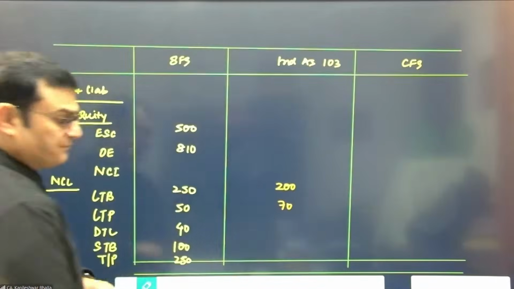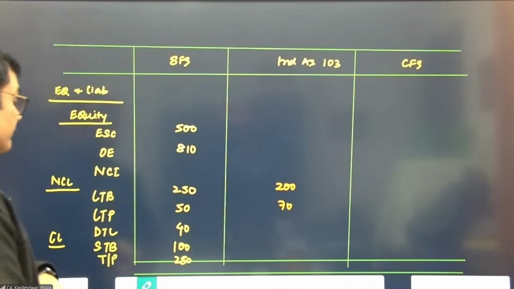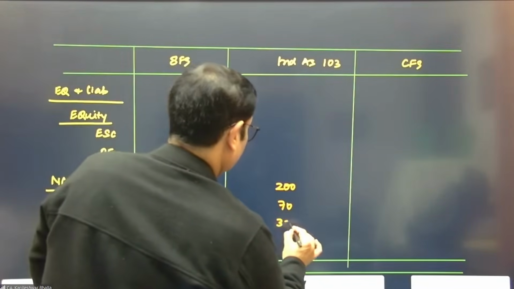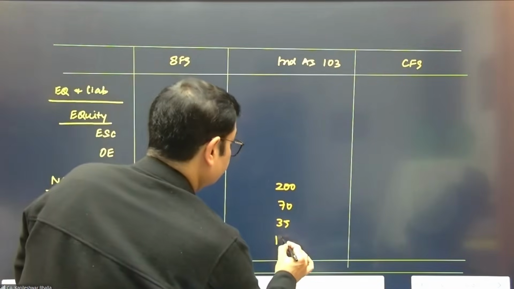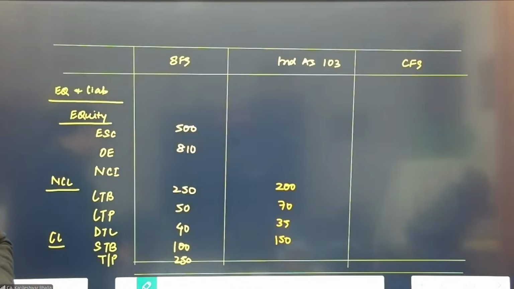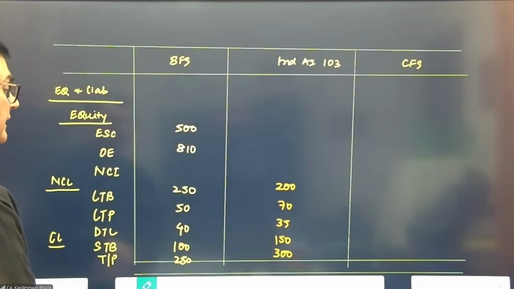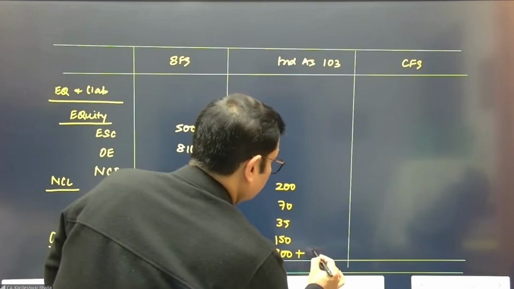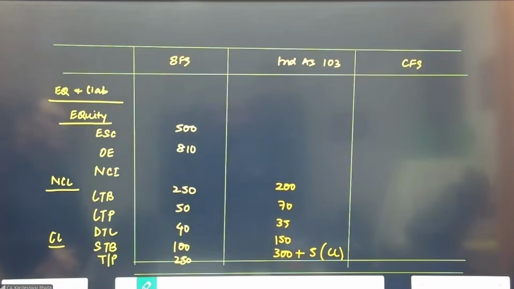Provisions is 70. And then there was a figure of a DTL 35. So DTL is supposed to be 35. That was a deferred tax liability. Then short-term borrowings is 150. And then there is trades payable 300. And I think lest we forget, there was a contingent liability. I'm adding that contingent liability as a part of the trades payable in this case, though you can create a separate heading as well.